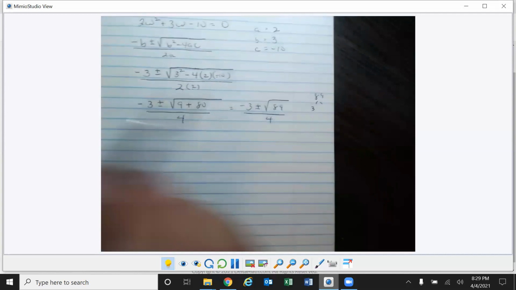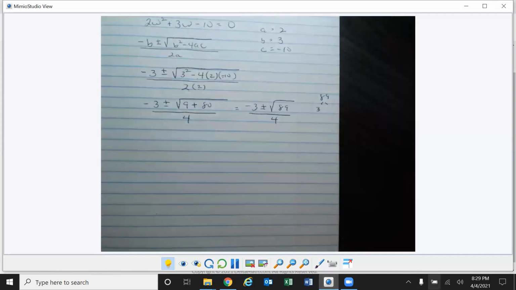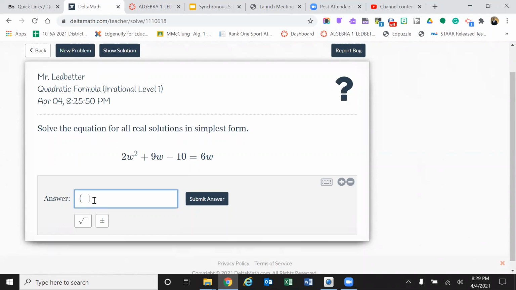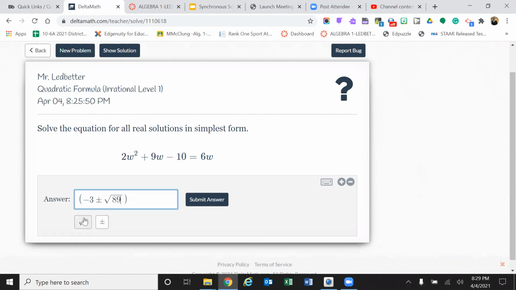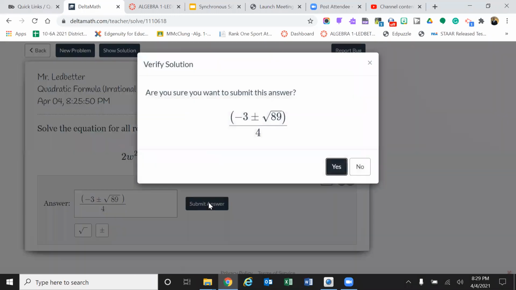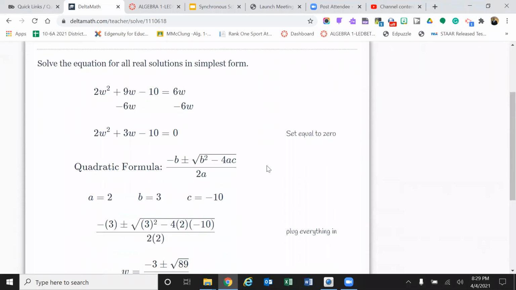Now what I'm going to do is put this number in. We could type it in a calculator and get a decimal form as well, but let's see what we get if we just type this in. You can see they give us the tools here. We're going to have to put parentheses because we have to divide by everything. So negative 3 plus or minus the square root of 89, and then we're going to divide by 4. That's what we got on our paper. And ta-da, we got it.